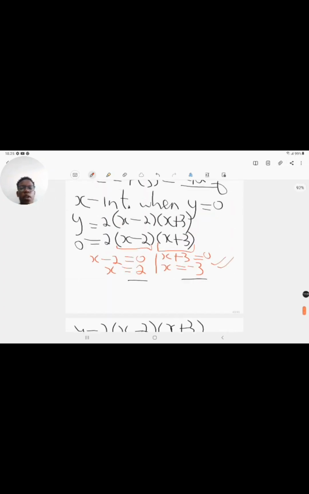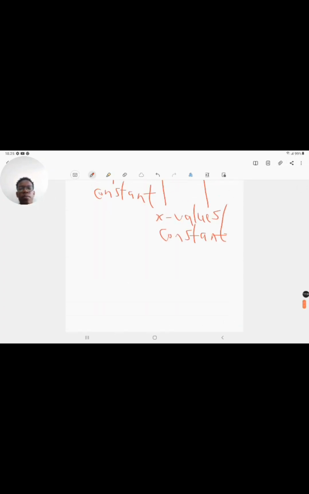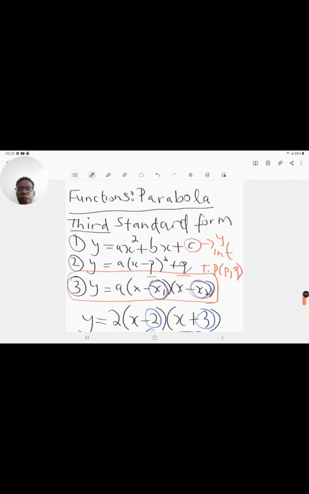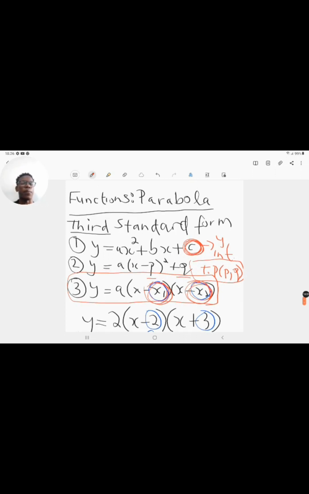Now, if I go back and talk about all three different standard forms, remember, the first standard form gives you the y-intercept. The second standard form gives you the turning point. The third standard form gives you the x-intercepts. Each one of these three standard forms has its own unique advantage: each gives you a piece of unique information that you can identify from visual inspection. So from visual inspection, you can immediately derive information about your quadratic function or your parabola.